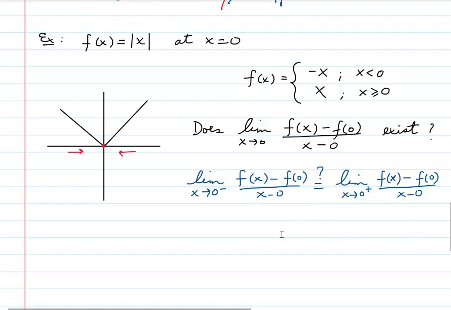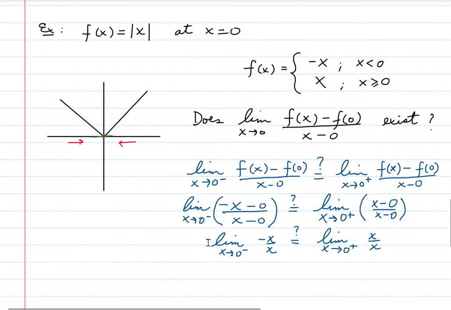So this is a pretty straightforward calculation because I can go ahead and evaluate f of 0, which I know is 0 from our function here. And then f of x, depending on from which side we're coming, is either going to be negative x or x.